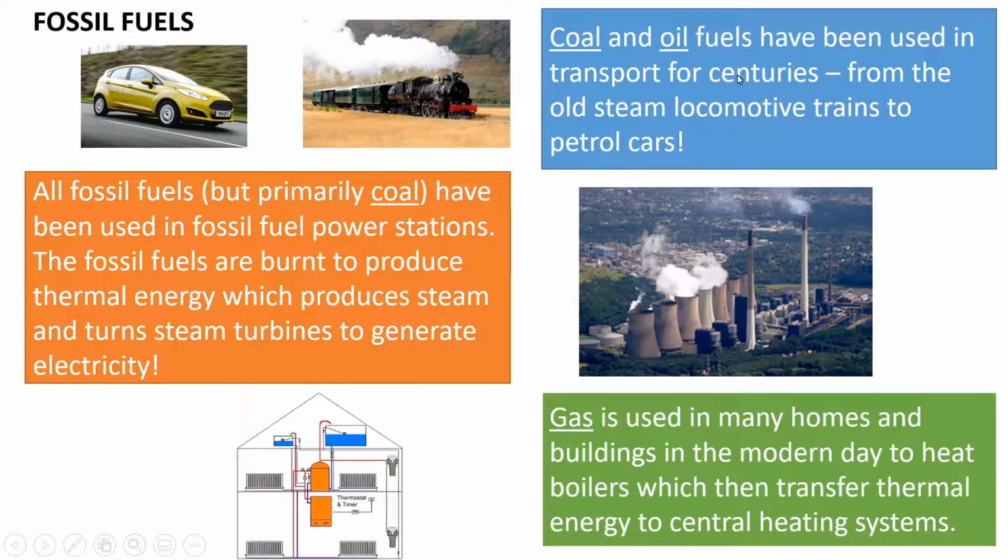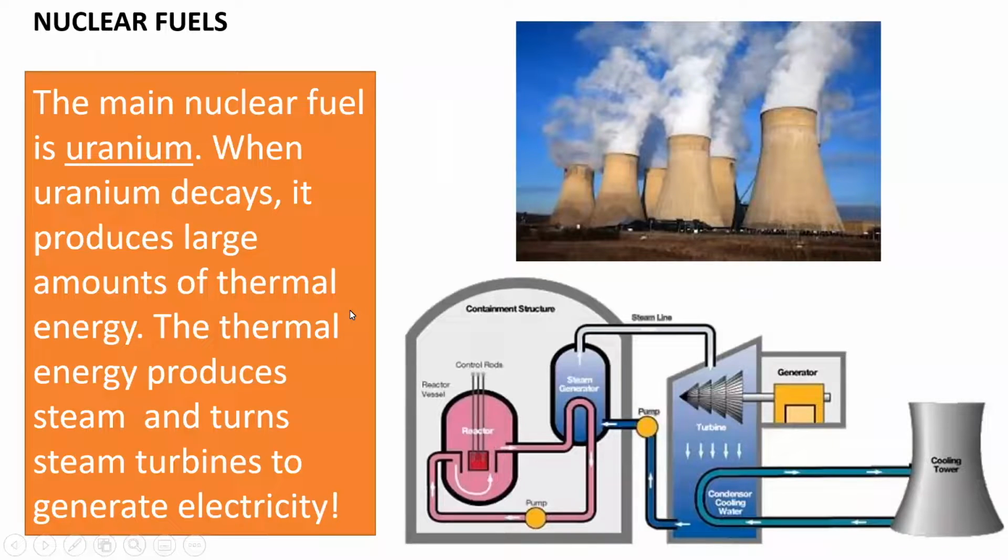Coal and oil fuels have been used in transport for centuries. That's steam trains in Victorian times, the Industrial Revolution, from old steam locomotive trains to petrol cars. Cars still use petrol and diesel, which is from oil, still a fossil fuel. You may have gas from your home, used in many homes to heat them. If you live out in the countryside, you might have oil in a tank. I have gas in my old house, but I have oil in the tank. It depends where you live, if you haven't got a fuel line.